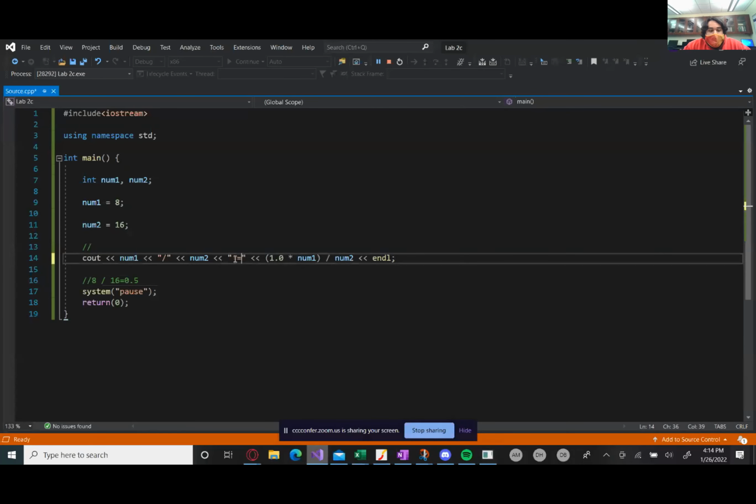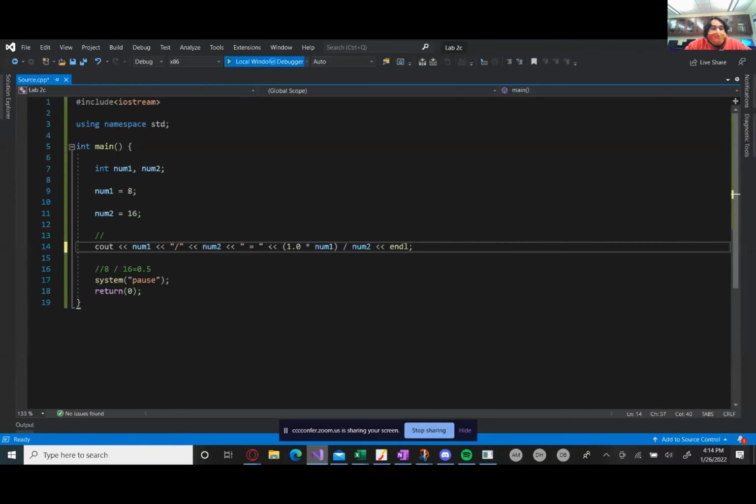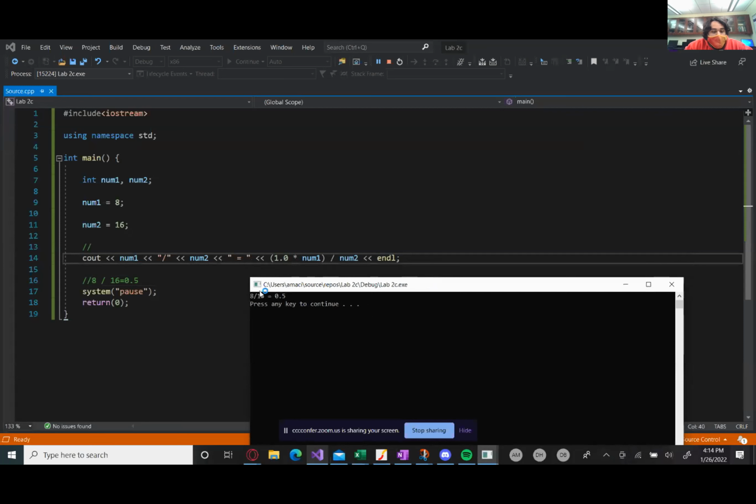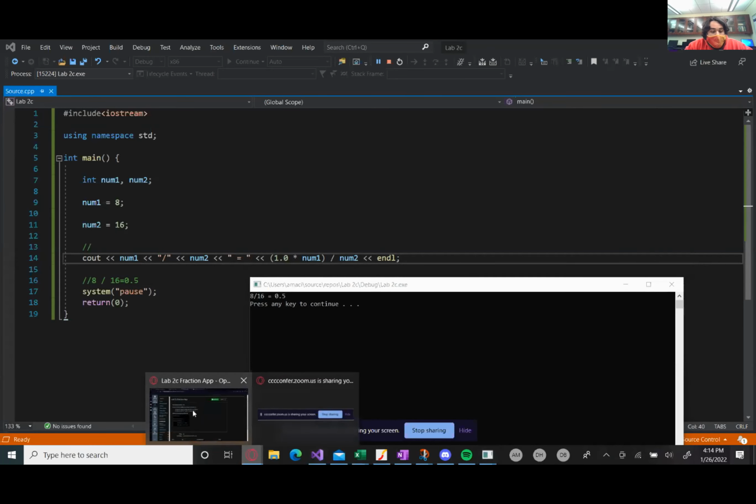I think that looks a little weird, so I'm just going to put some space over here by the equal sign, and then I'm just going to rerun it. Cool. So yeah, that's the first part.